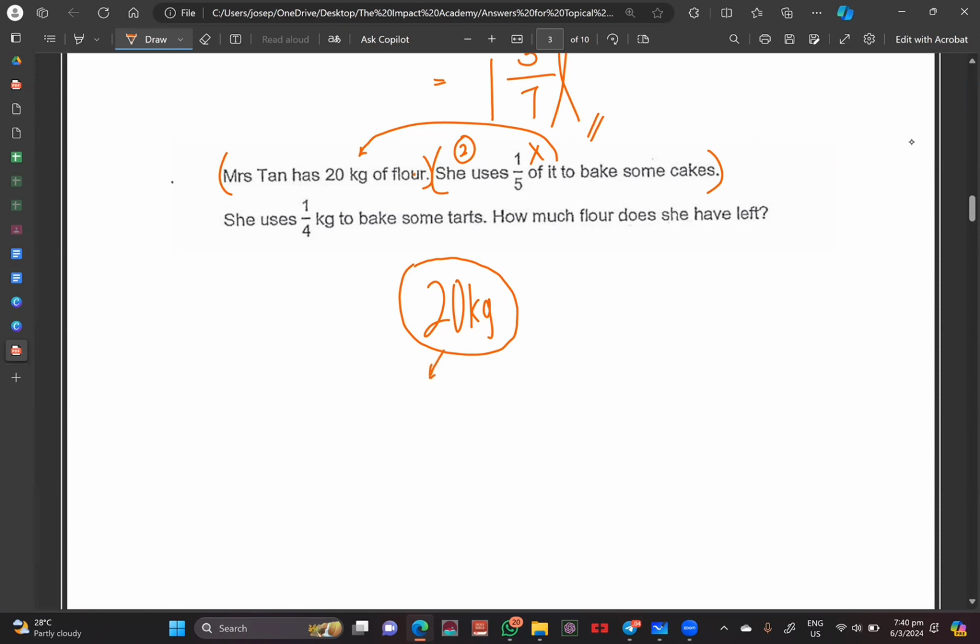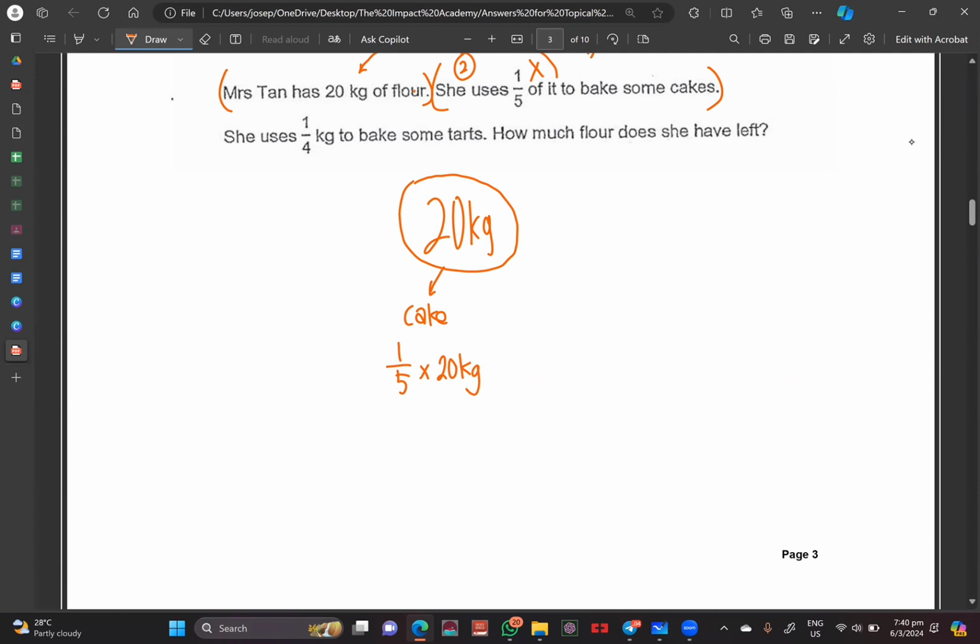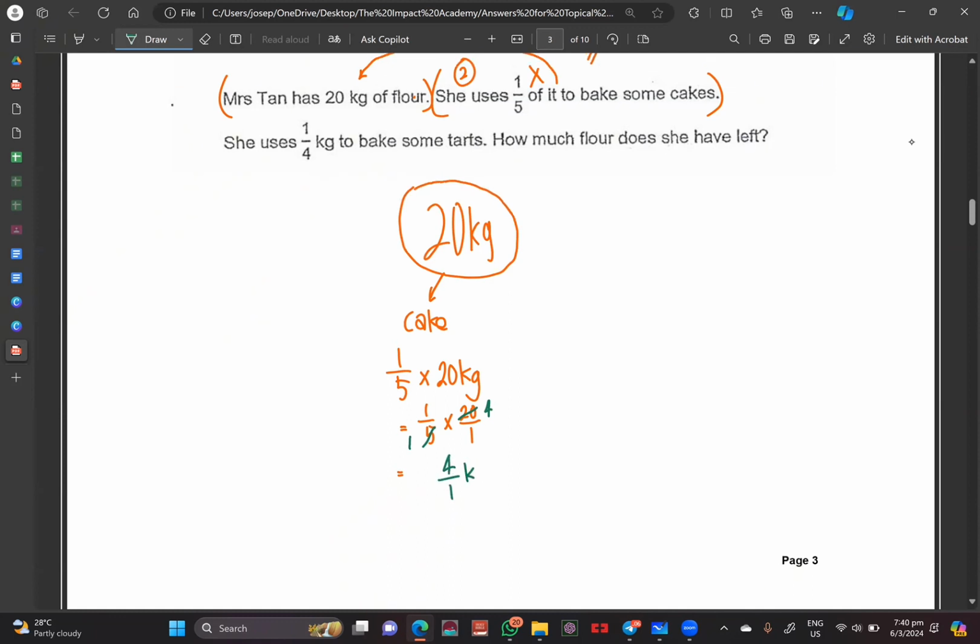Okay. Now, over here, we know that cake is basically equal to 1/5 of the 20 kg. Can you understand so far? Right? When I do 1/5 times 20 kg, I will do 1/5 times 20/1. Can you see that? So I can cancel, right? Can you see 5 and 20? I can cancel, right? This becomes 4. True? So now then, of course, I do numerator. So 4/1 kg. Agree so far? That means I use 4 kg for my cake. True? Can you understand?